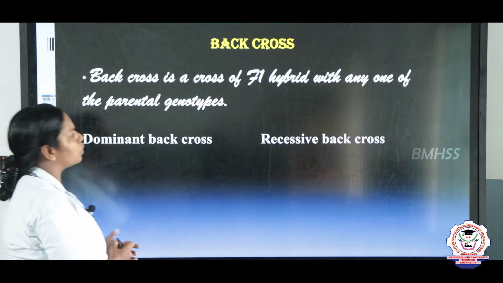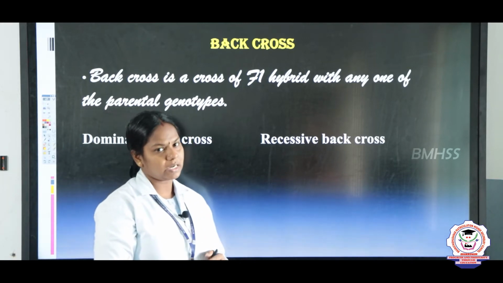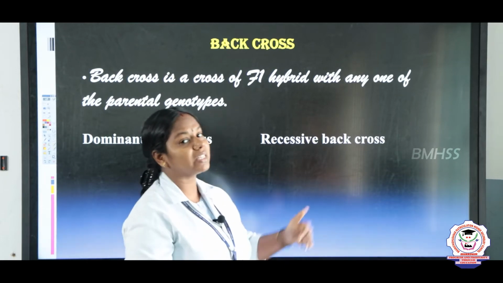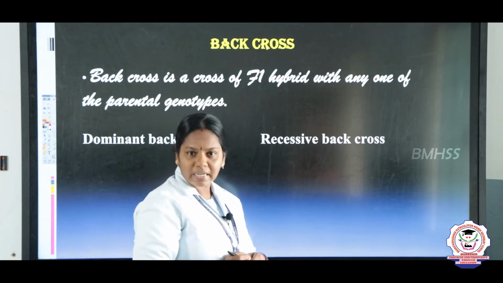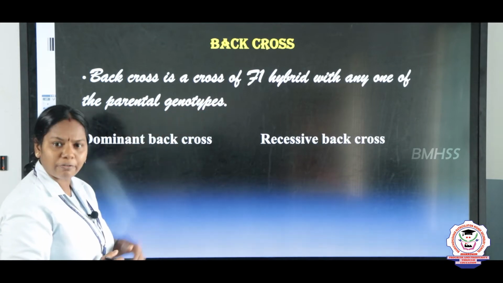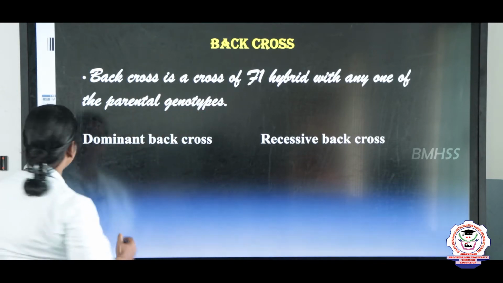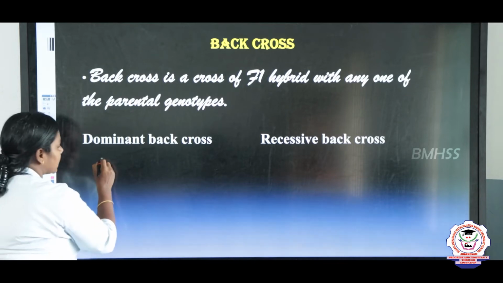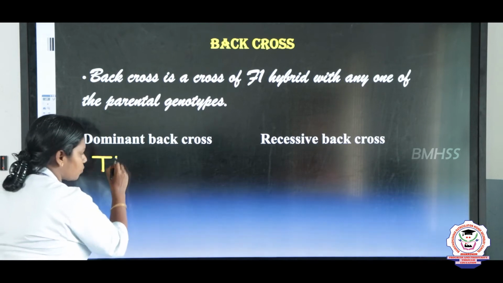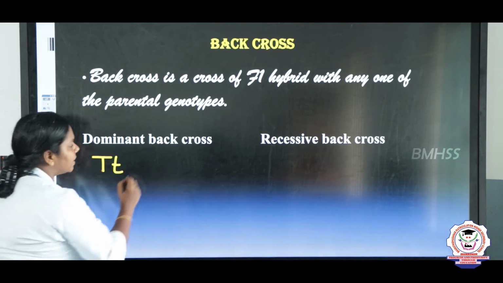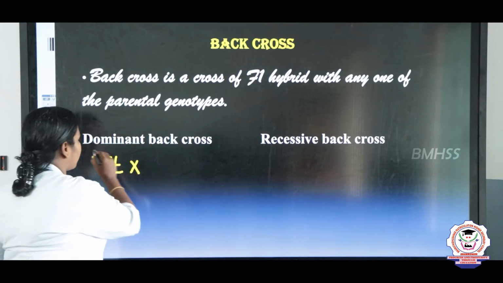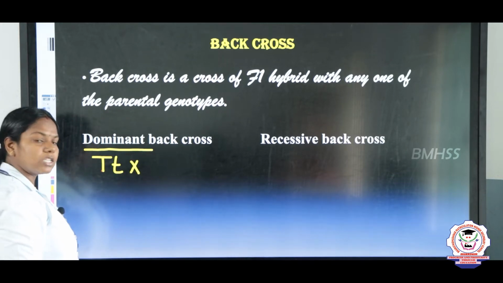First, we should know what a back cross is, right? A back cross is a cross between the F1 hybrid and either one of the parents. So now let us see what a back cross is. A back cross is a cross of the F1 hybrid. What is an F1 hybrid, children? The F1 hybrid is capital T, small t. When it is crossed with any one of the parental genotypes, first we see the dominant. What is the dominant genotype? Capital T.